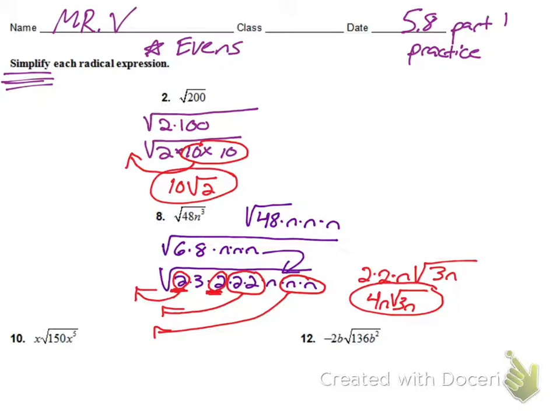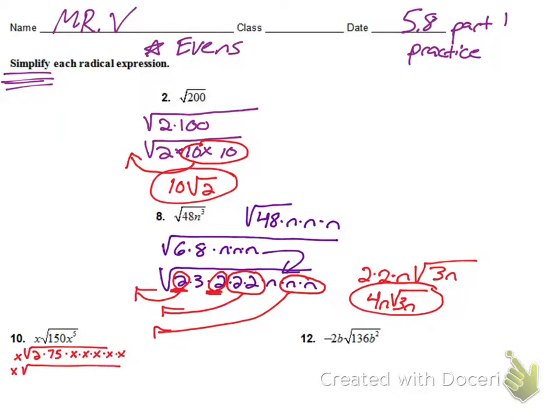All right, number 10 has an x on the outside, and you're just going to leave it out there for now. So let's just break this apart. Okay, so I have x, and then the radical, and then 150. So let's just say, I know I can break down 150 into 2 times 75, and then it's x to the fifth, so it's 5 x's. x times x times x times x times x. There's 5 of them.